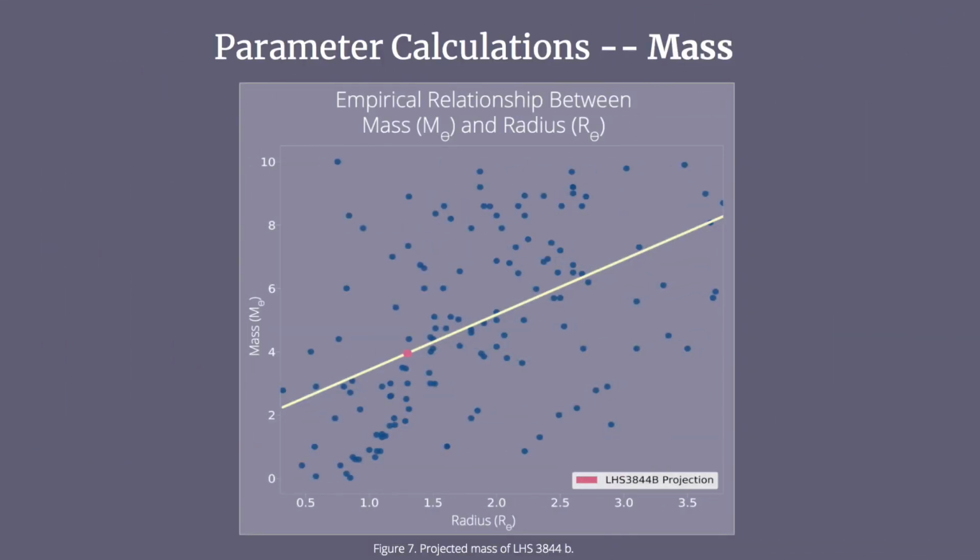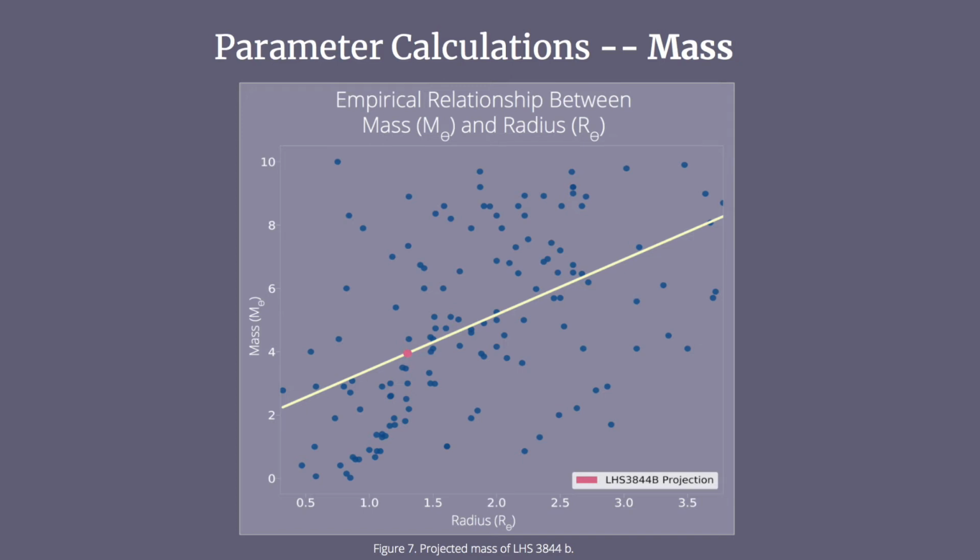Along with radius, the mass of a planet is also important in classifying a planet. Since radial velocity measurements, which is typically how the mass of a planet is determined, haven't been taken yet for LHSb, I thought it'd be interesting to analyze the empirical relationship between the radius and mass of archived exoplanets, and then project the mass of LHSb using that relationship.